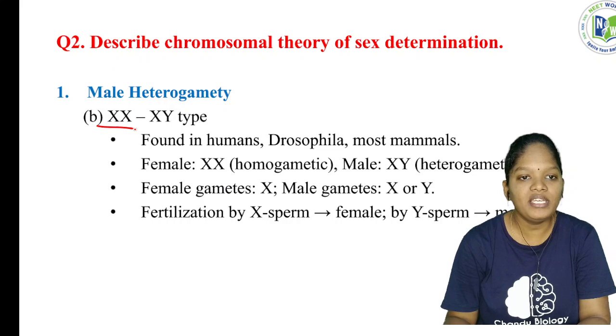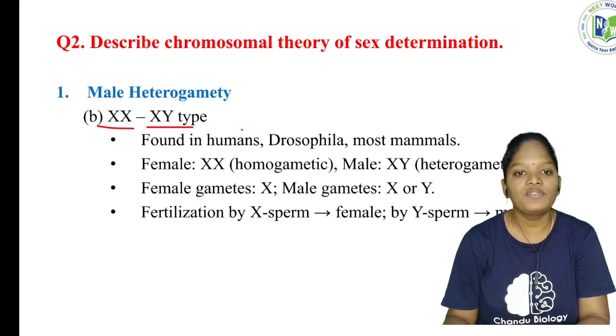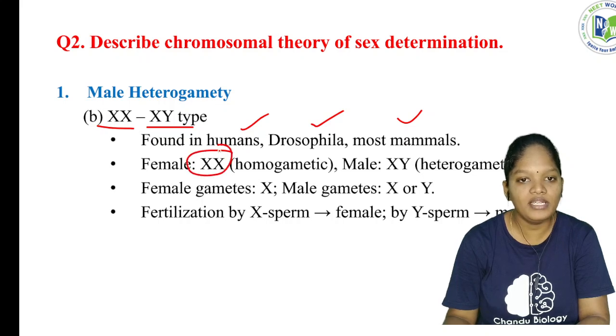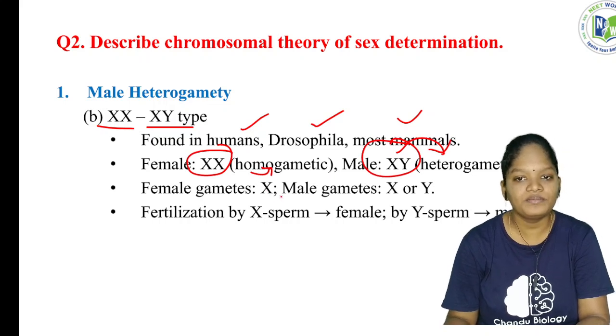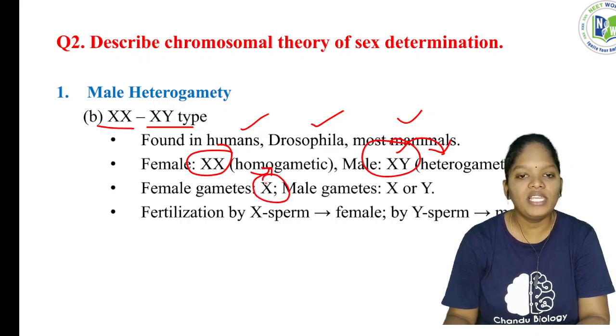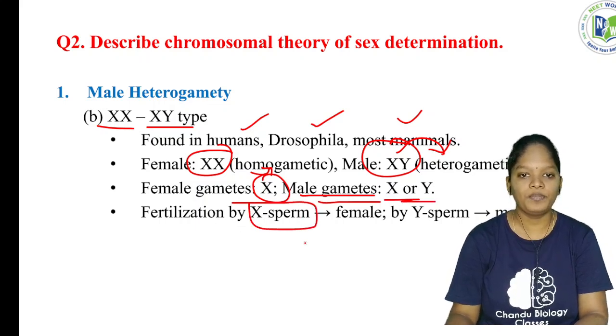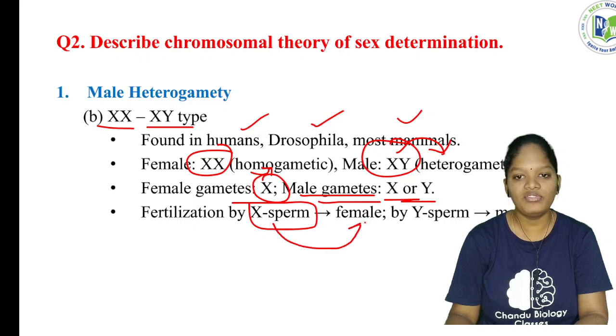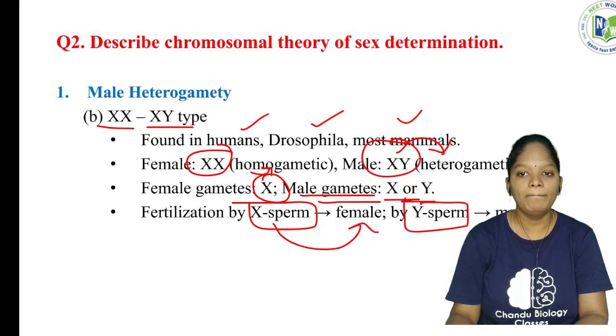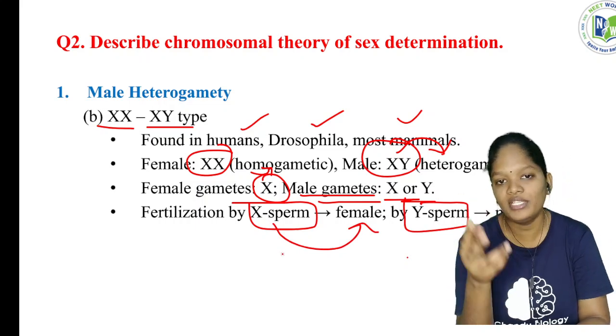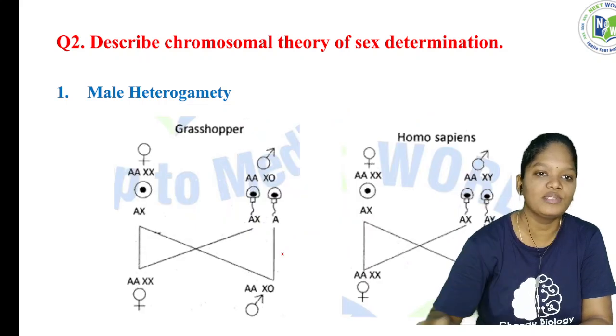And the second type will be the XX-XY type. It is found in humans, Drosophila and most mammals. We know that XX is homogametic and XY is heterogametic. Here the female gamete is only one, that is X, and the male gametes will be X or Y. Fertilization by X sperm gives the female, and by Y sperm gives the male. This is a very important thing. Whatever I have explained there will be reflected here also.